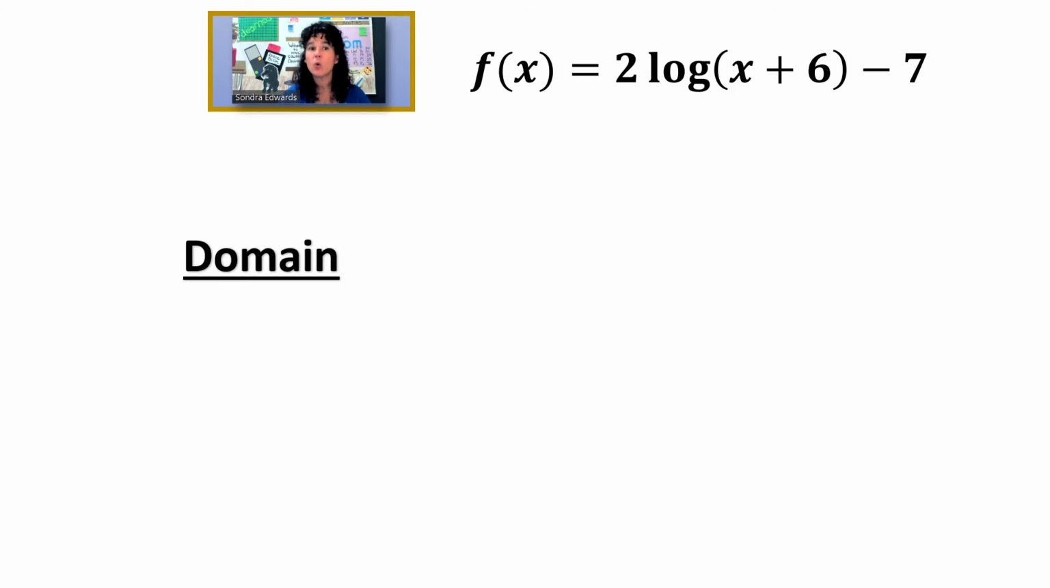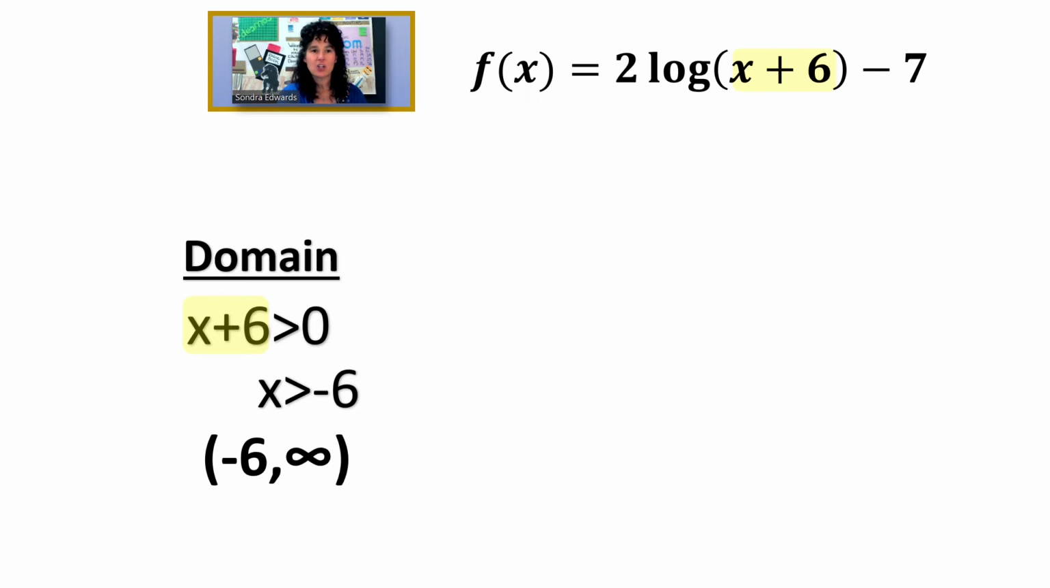If you want to find it really quickly, it's the numbers that you're allowed to substitute in, and you get a real number answer. Well, we can only take the logarithm of positive numbers, and we're going to be taking the log of whatever the answer is to x plus 6. So you want to set that argument, x plus 6, greater than 0. Then subtract 6, and our x's need to be bigger than -6. If we use interval notation, that is parenthesis -6 through infinity.